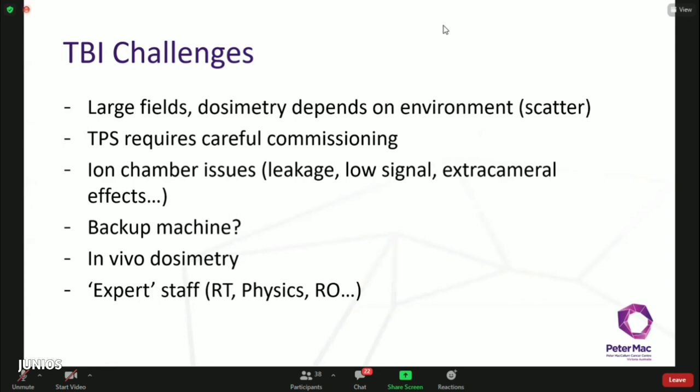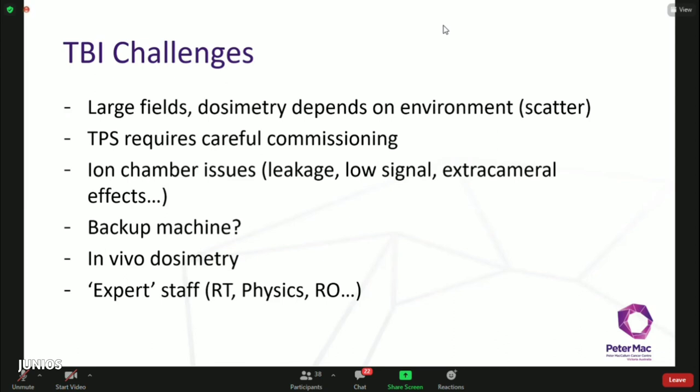So some of the TBI challenges: we're obviously dealing with large fields, and dosimetry depends on the environment, by which I mean the linac bunker. You've got scatter conditions from the wall, floor, ceiling, any equipment that you're using, so in our case, the TBI trolley. So this is where physics really have to get in there and measure under clinical conditions, even in just a phantom, what are the scatter conditions in your linac environment for your specific setup. Never assume that a treatment planning system that's commissioned under standard conditions can also model the dose at extended SSD. So the TPS itself, the treatment planning system, requires very careful commissioning to make sure that it is appropriate for use in these non-standard scenarios.